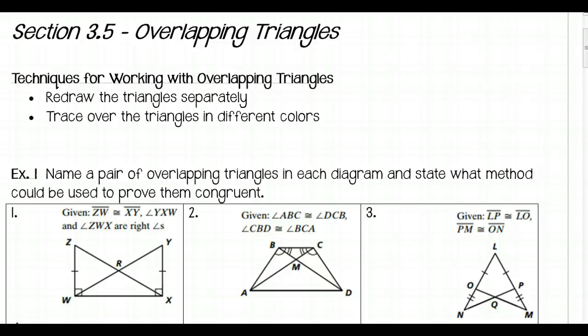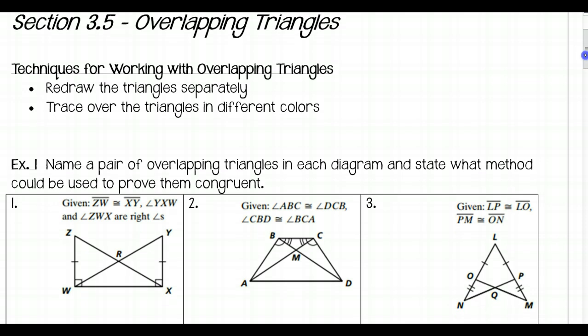This is Mr. Martin. This is section 3.5, overlapping triangles, for geometry honors. Sometimes these can get confusing because when the triangles overlap, it's hard to see all the different parts that match up. A couple of different techniques for working with overlapping triangles are to redraw the triangles separately, or if you have different colored highlighters or markers, to trace over the two triangles in different colors. I think either or both of these techniques will help you if you're having trouble.